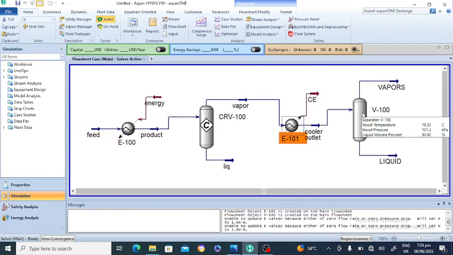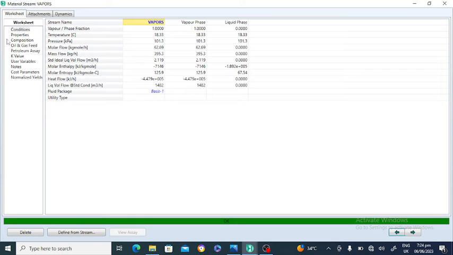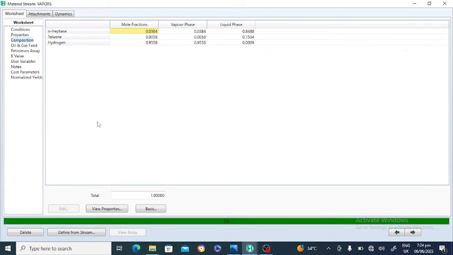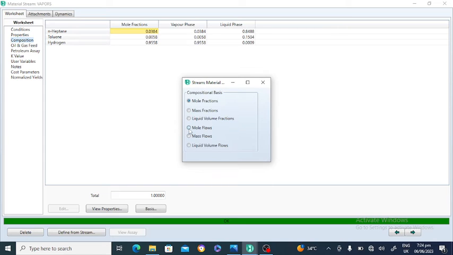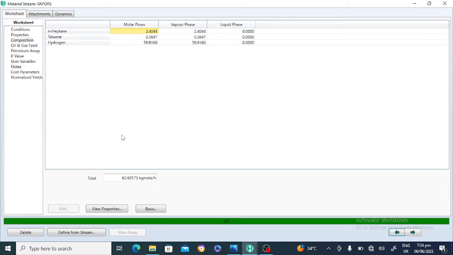Here you can check the separator. This is the vapor. Now click on this vapor from the separator. Here you can check. Go to the composition, and here click on basis, and click on mole flow. So click on this one. Now here you can check the molar flow rate.